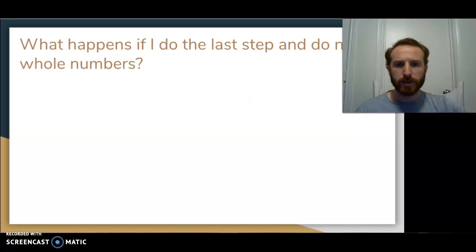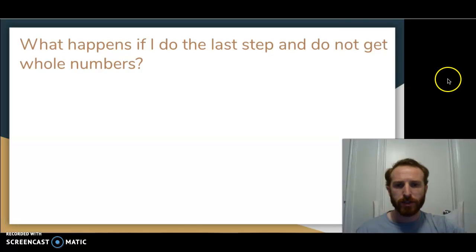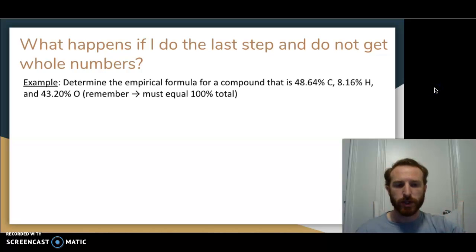Alright, now what happens if I do the last step and do not get whole numbers? So if we go back to that one where I ended up with numbers that were pretty simple and I divided and I got 1 and I got whole numbers. What happens when I don't? So let's try another problem. Let's look at the empirical formula for a compound that's 48.64% carbon, 8.16% hydrogen, and 43.20% oxygen. This must all equal 100% in total, so just keep that in mind. If your numbers don't add up, something's wrong, something's missing, okay?